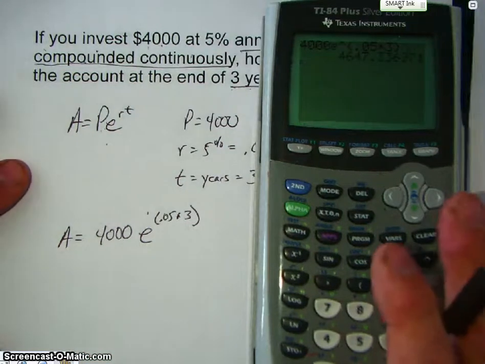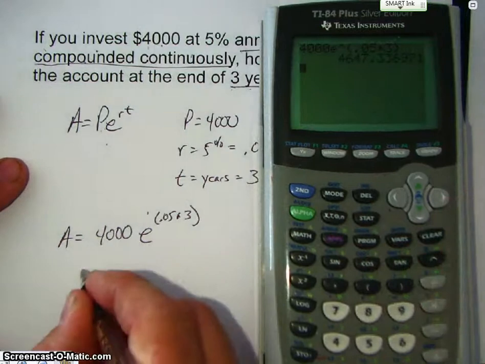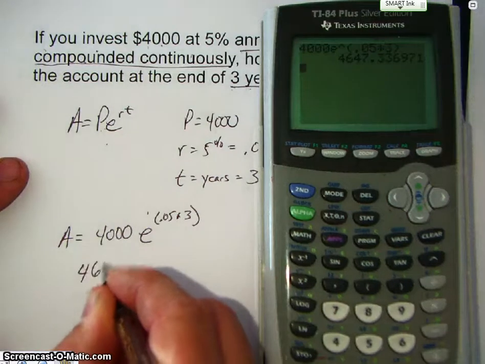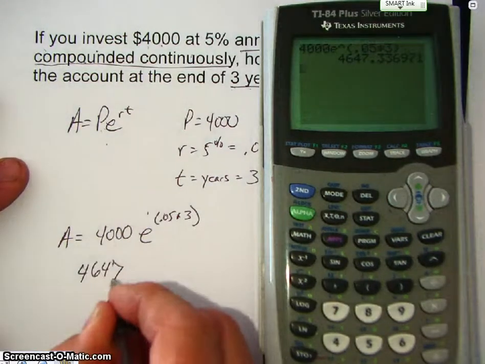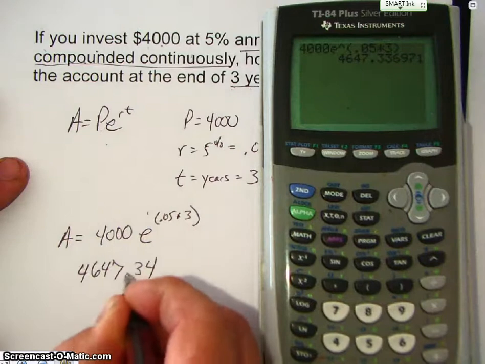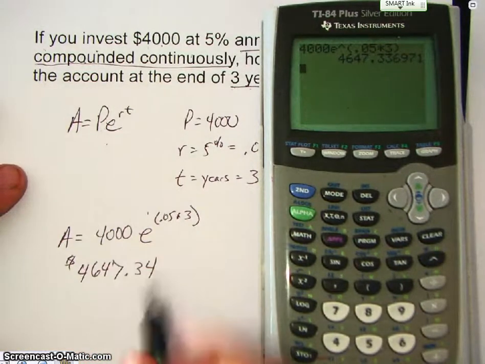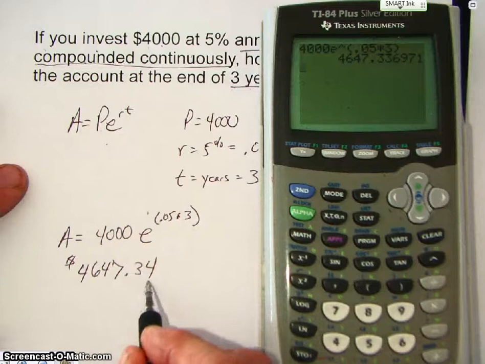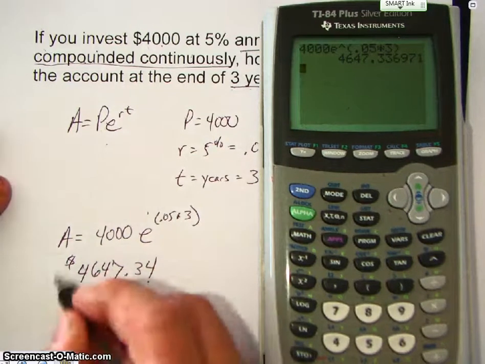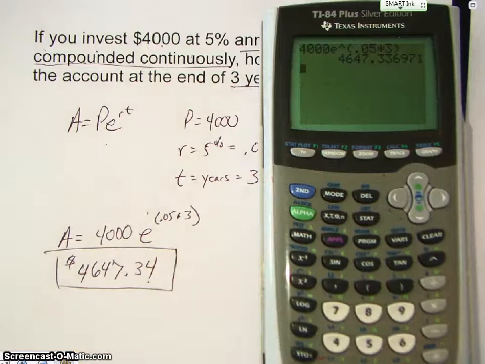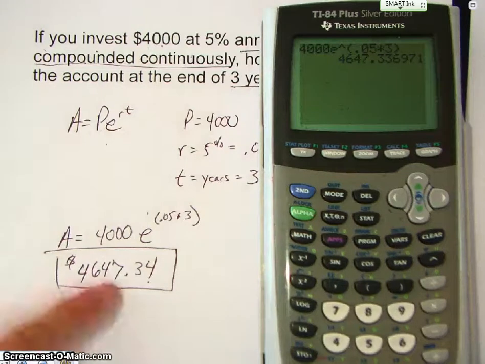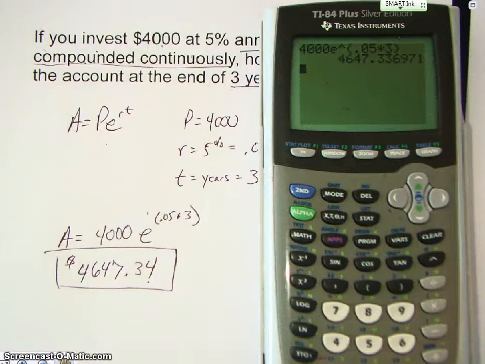I don't know if you can see it. Your answer is going to be $4,647.34. All right. When dealing with money, you always round off to 2 decimal places because you have to include your pennies, and you always round up. Okay. So that's how much I'll have in 3 years. So in 3 years, I made $647.34 without doing anything.